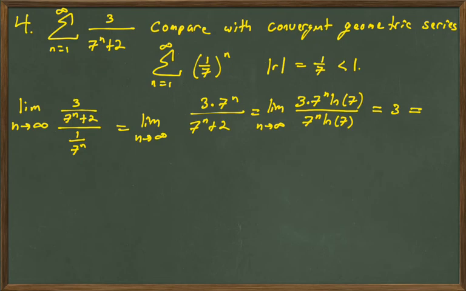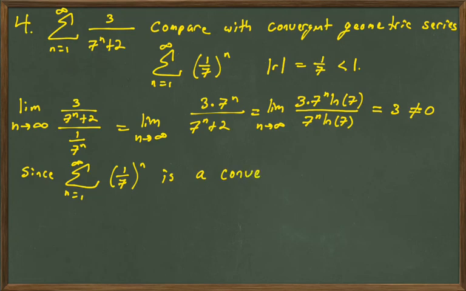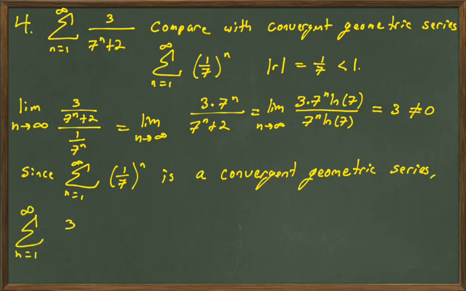Since we know that we have a convergent geometric series, the series that we're comparing with is also going to converge. So since the sum n equals 1 to infinity of 1/7 to the n is a convergent geometric series, the sum n equals 1 to infinity of 3 over 7 to the n plus 2 converges by the limit comparison test.